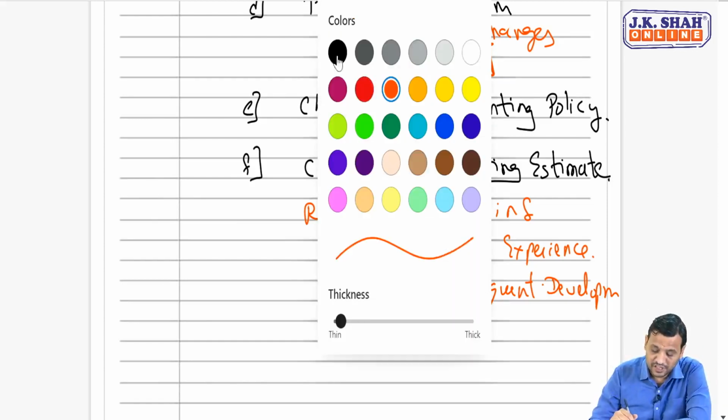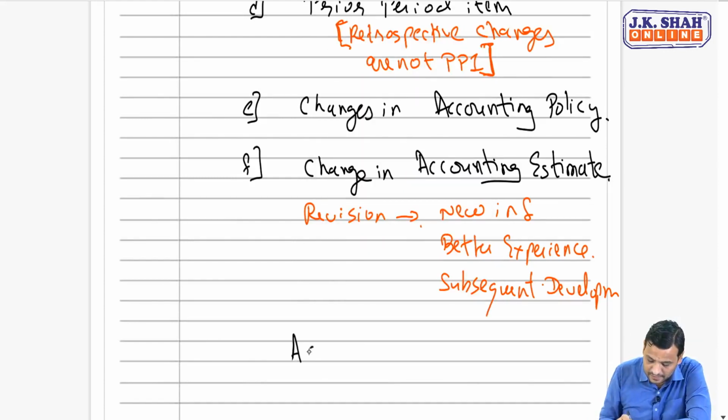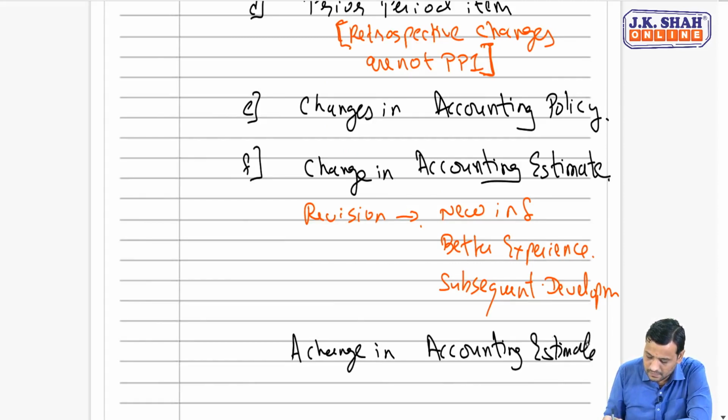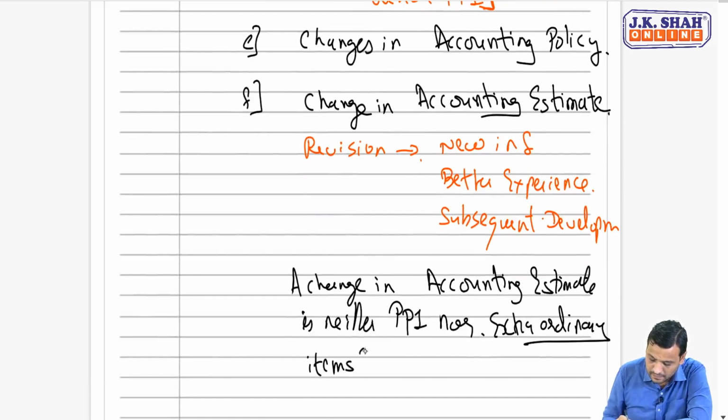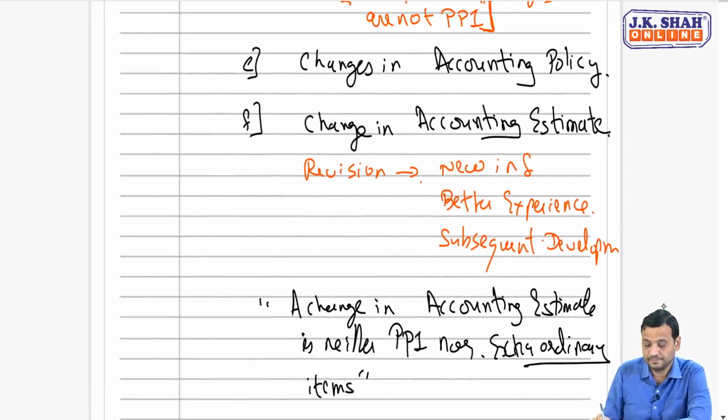The most important point: a change in accounting estimate is neither a prior period item nor an extraordinary item. If the accounting estimate pertains to ordinary activity, the change is classified under ordinary activity. If the accounting estimate pertains to extraordinary activity, the change is classified under extraordinary activity.